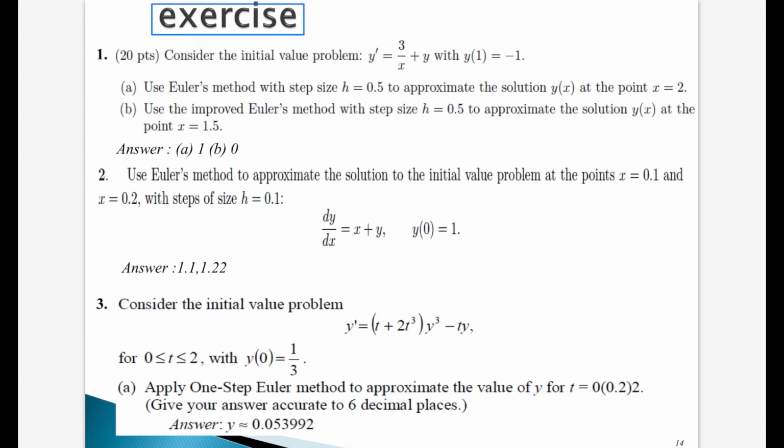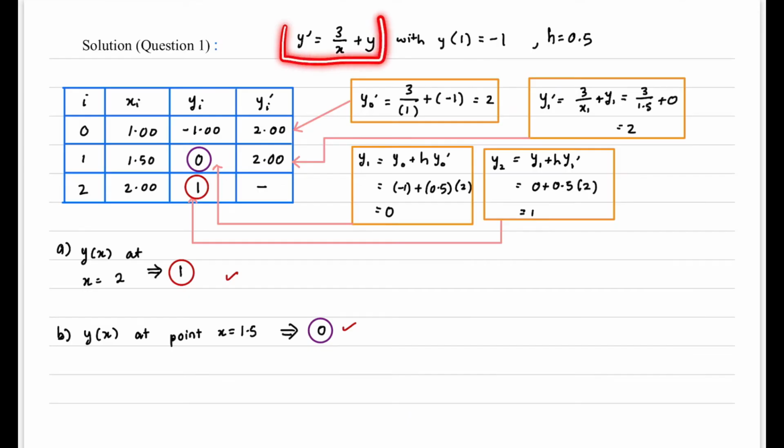Now look at this exercise. So we have 3 questions for Euler's method. Question number 1. Consider the initial value problem y prime is equal to 3 over x plus y with y(1) equal to negative 1. Use Euler method with step size 0.5 to approximate the solution at point x equal to 2. This is the ODE, this is the initial value problem, this is the given h. So you want to find the solution at x equal to 2.